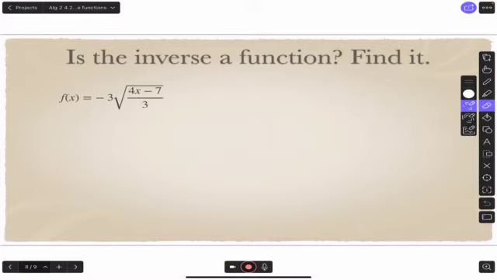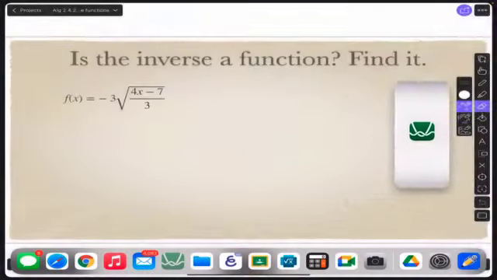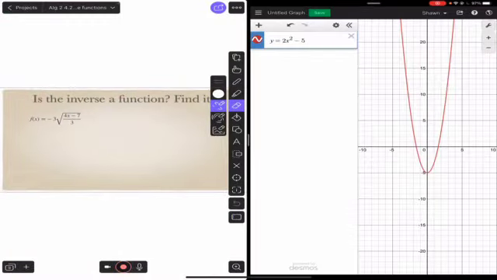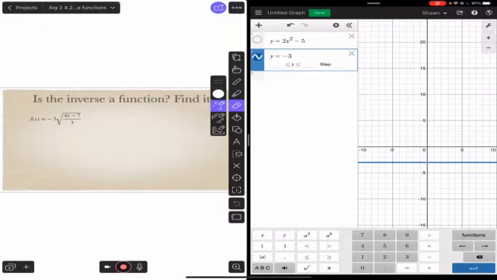Last one here, let's go ahead and graph him. I have no idea what he's going to look like. He's a square root function. So let's go ahead and throw him in here. And we just type it in like normal. We can use y equals, and we'll put -3, and we'll do the square root.